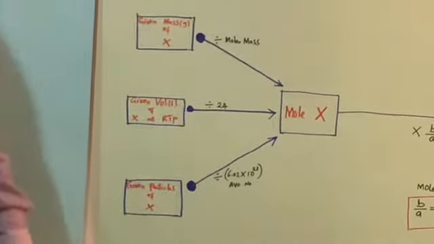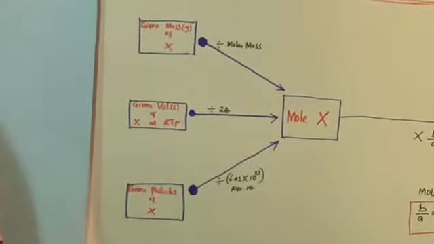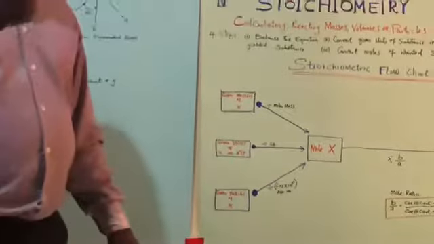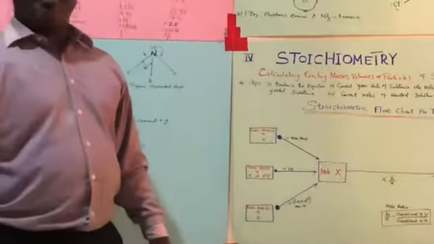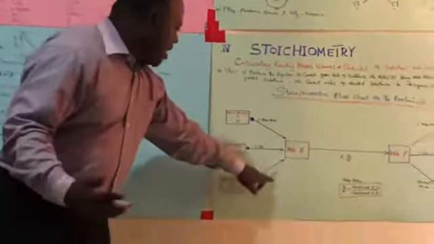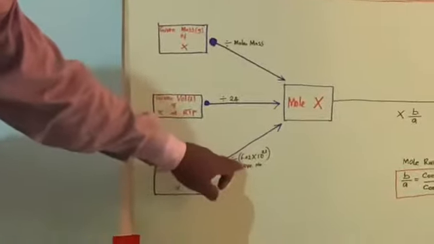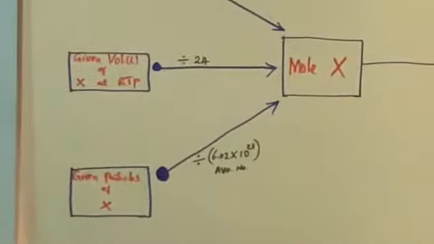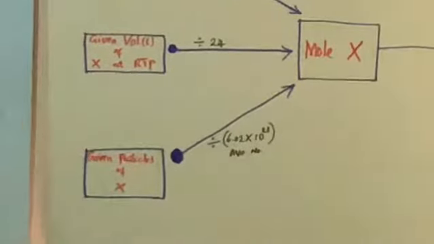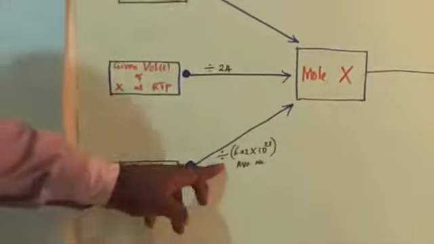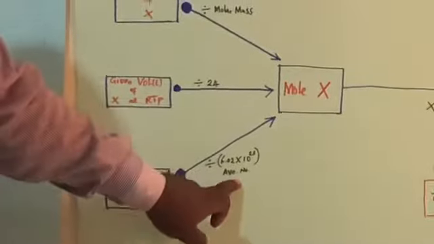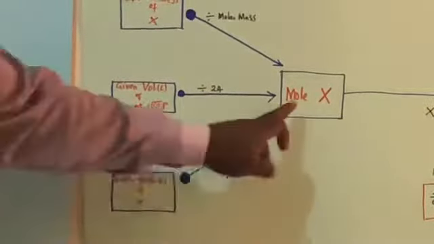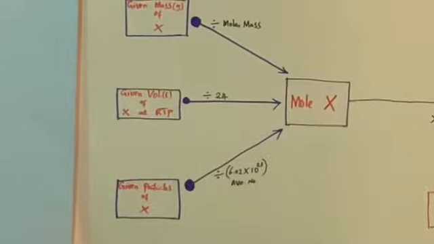There is a constant we call the Avogadro number or Avogadro constant. That is 6.02 times 10 to the 23rd power. The number of particles here is 6.02 times 10 to the 23rd. When you are given the number of particles, you have to divide it by this Avogadro constant in order to have the number of moles for that reactant.